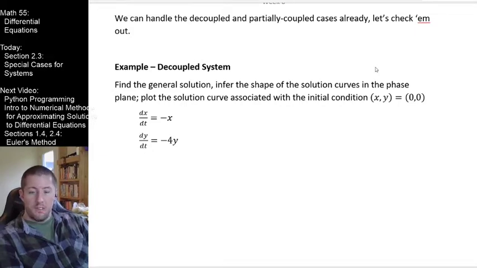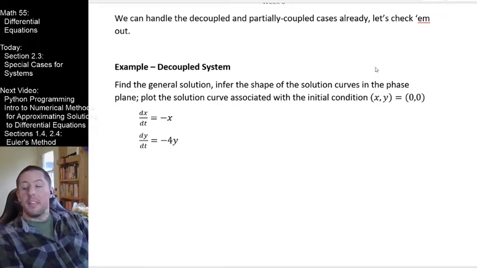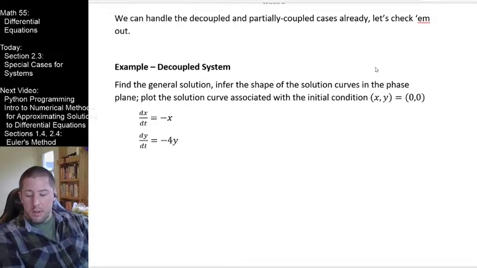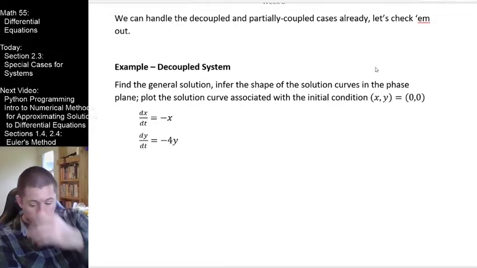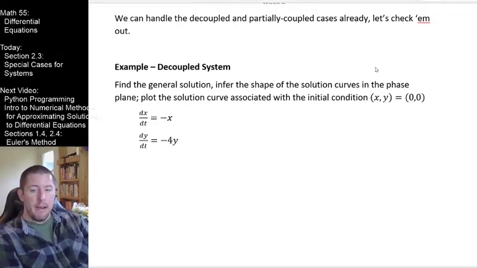So what I think we should try to do here is find the general solution, infer the shape of the solution curves in the phase plane. I want to straight up know what all of the curves look like in the phase plane, which is a pretty tall order. And then let's at least plot the one that's associated with (0, 0), and make some general statements about what made it easy and will that always work out for us here.